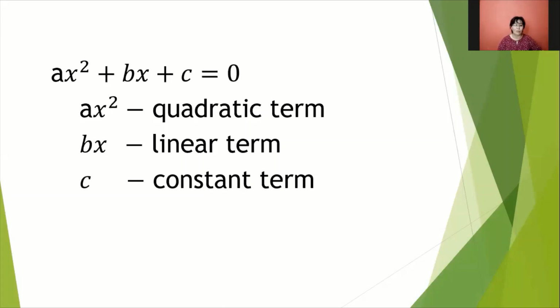Now, again, a, b, and c are, okay, this one is a constant term. C is a constant term. A is the numerical coefficient of x squared. B is the numerical coefficient of the linear term. And a, b, and c are the known values here, while x is the unknown variable.